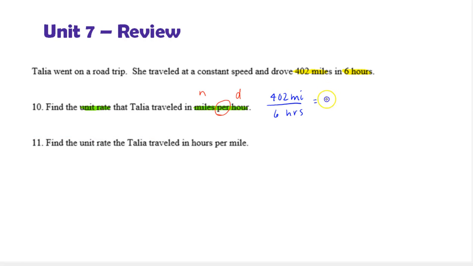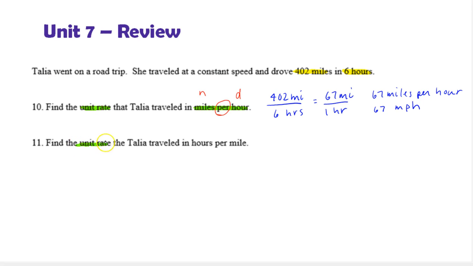So we have 67 miles per 1 hour, and we use per language to write this at the end. So we'll say 67 miles per hour. And you may have seen this abbreviated as MPH. So this means in every 1 hour she traveled 67 miles. Let's look at the next one.